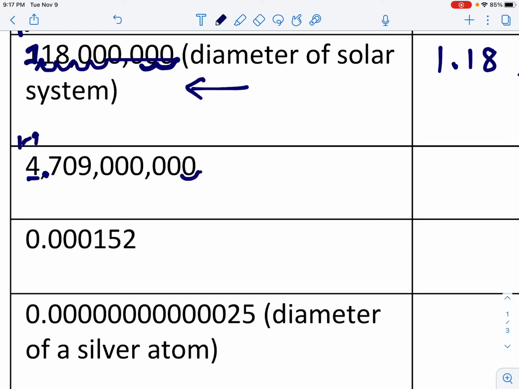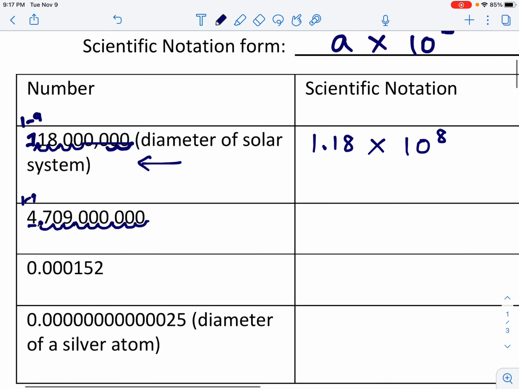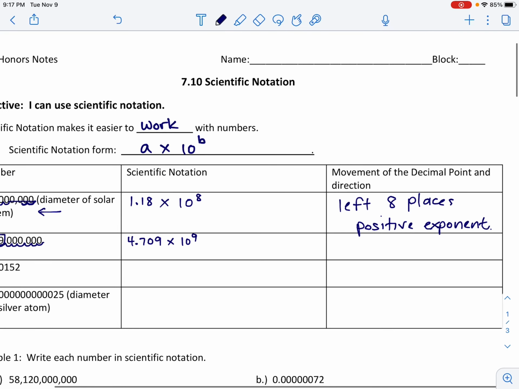So it's going to be 1, 2, 3, 4, 5, 6, 7, 8, and 9. So I'm going to write all of the number parts. So 4.709. And then the rest of that is going to go away, and that's when I'm going to put times 10 to the 9th power. And that one went to the left 9 places.